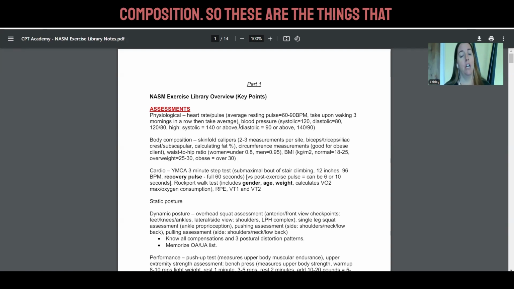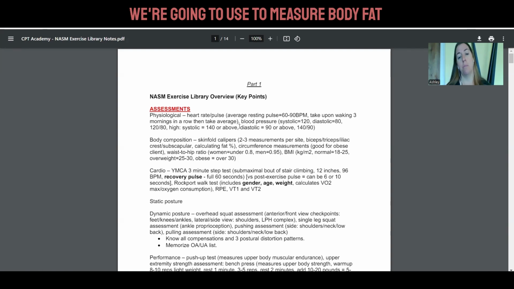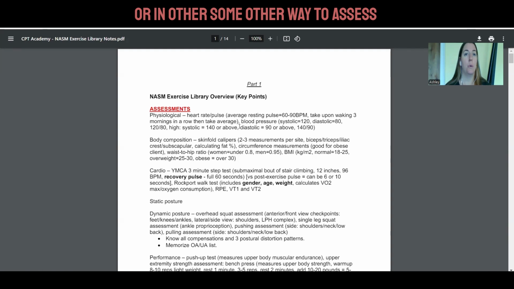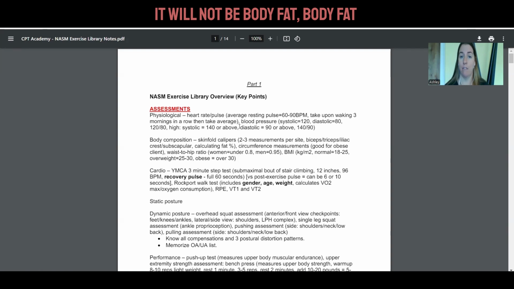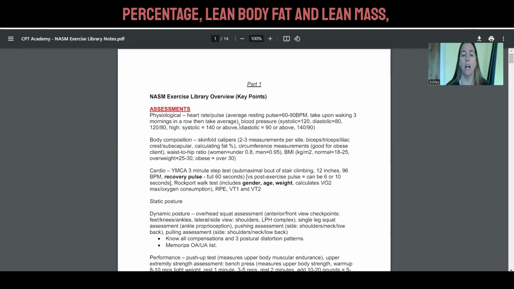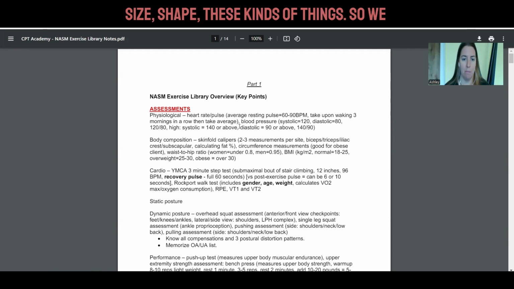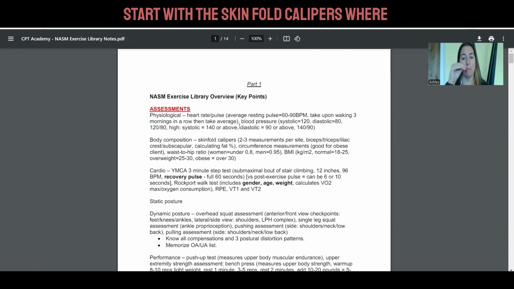Body composition. So these are the things that we're going to use to measure body fat, or in some other way to assess the composition of the body. Some of it will not be body fat percentage, lean body fat, and lean mass, none of that. But they're all going to be looking at body size, shape, these kinds of things. So we start with the skin fold calipers where we grip the fat.